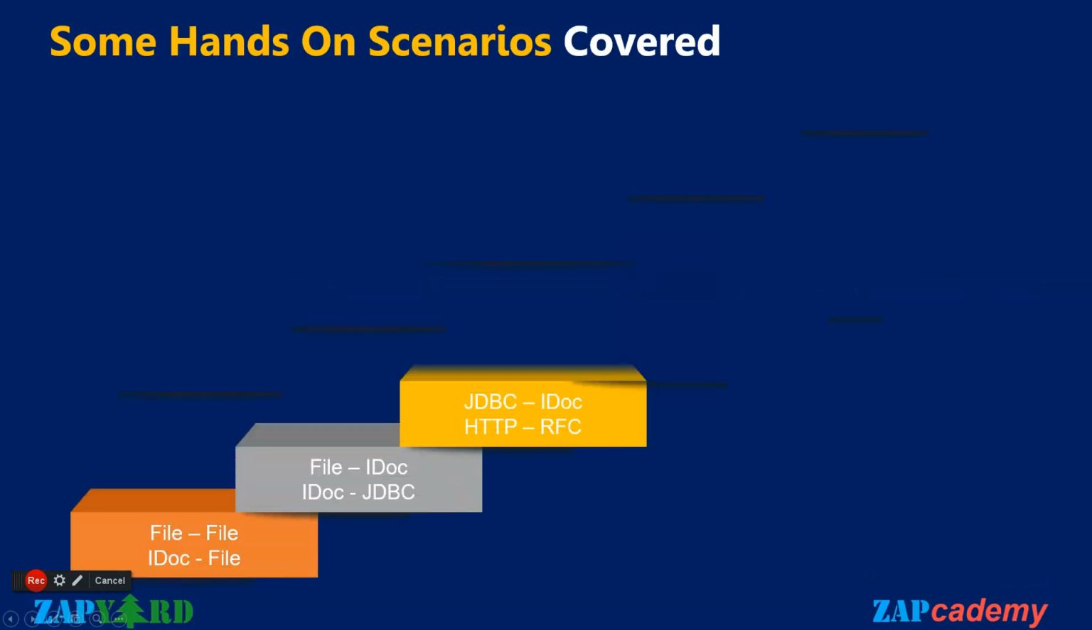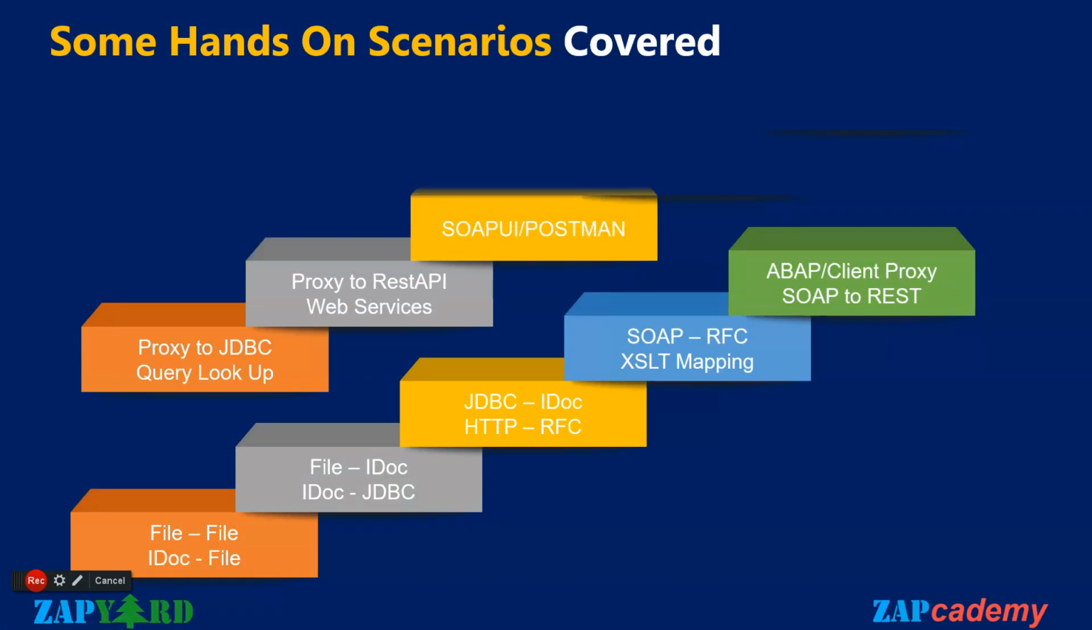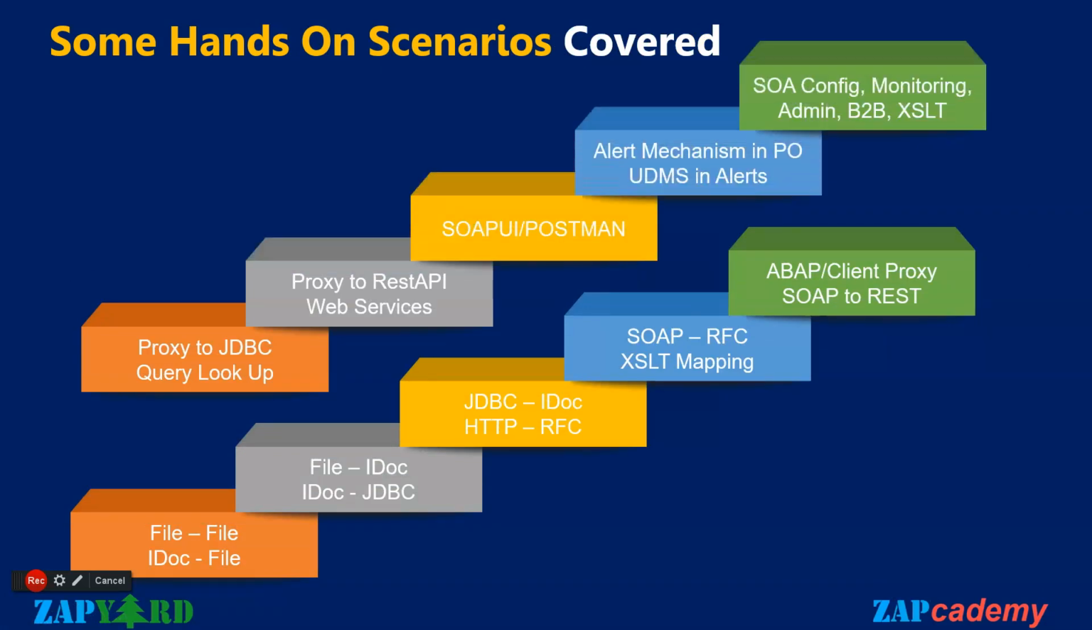So by now you must have got a good understanding of how deep this course is going to be. We will try to cover everything a fresher in SAP PI PO needs. We will do hands-on on every scenario possible in our training server. We will do file to file, IDOC to file, file to IDOC, IDOC to JDBC, JDBC to IDOC, HTTP to RFC, SOAP to RFC, client proxy, SOAP to REST, proxy to JDBC, proxy to REST API, web services, alert mechanism, UDMS in alerts, SAP config, monitoring, admin, B2B, and whatnot.